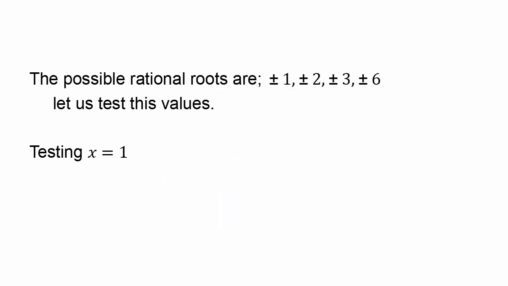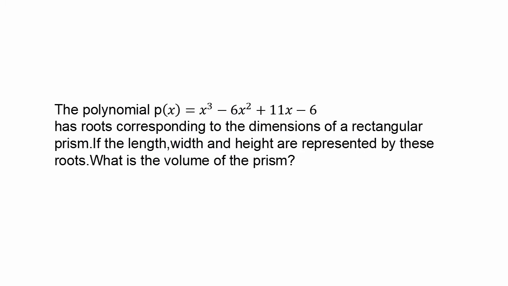The polynomial p of x is equal to x cubed minus 6x squared plus 11x minus 6 has roots corresponding to the dimensions of a rectangular prism. If the length, width, and height are represented by these roots, what is the volume of the prism?